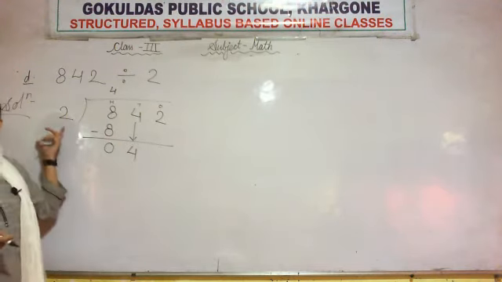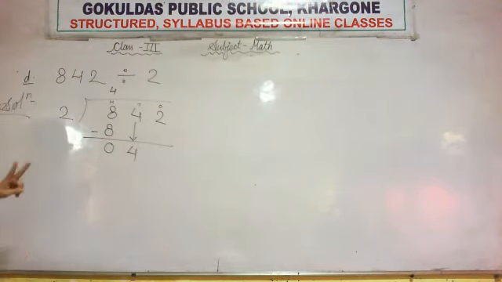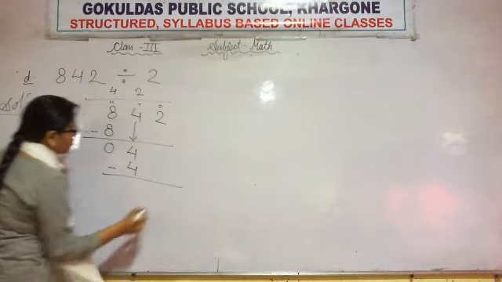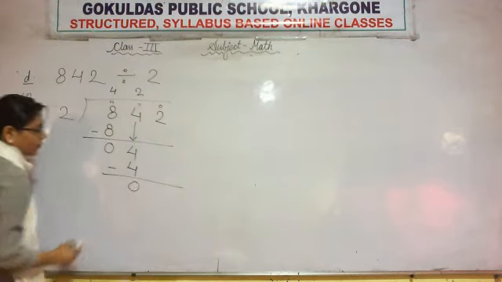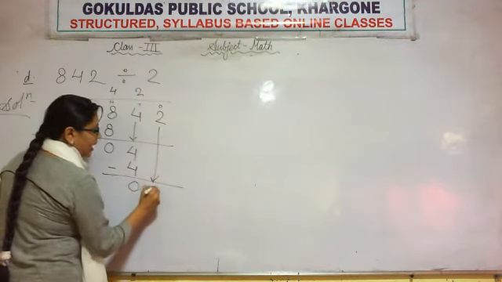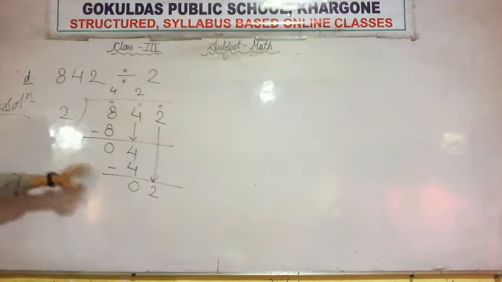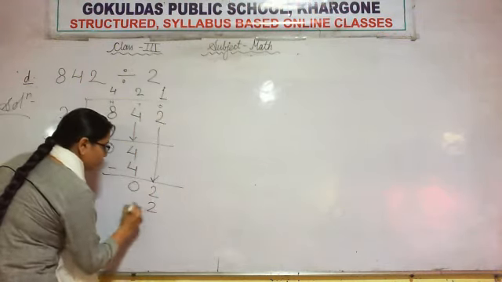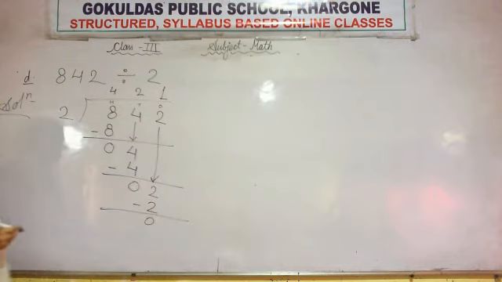Now in the table of 2, 4 comes in 2 times. So 2 2s are 4. Now 4 minus 4 is 0. Now we will bring down the next number, that is 2. In the table of 2, 2 comes in 1 time. 2 1s are 2 and 2 minus 2 is 0.